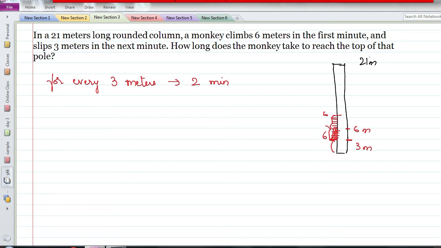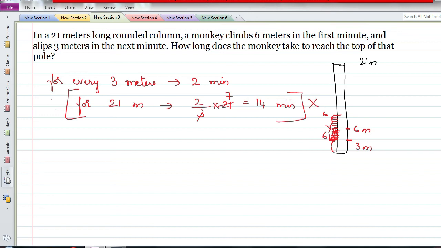Now we have 21 meters. So the usual way students solve is: for 3 meters, 2 minutes is required. So for 21 meters, time required is 2 by 3 into 21, 14 minutes. That is the usual answer that students give, but this answer is wrong. This will definitely be one of your options. I'll bet you this will definitely be one of the options.